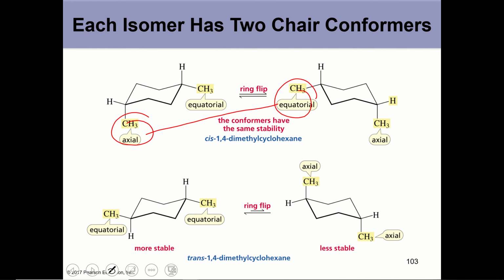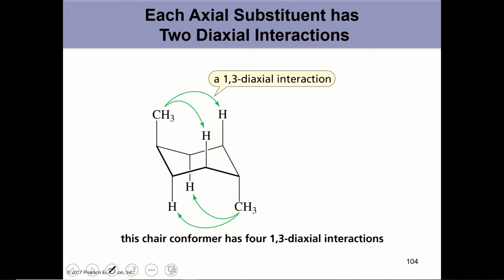For the structures at the top, this is 1,4-dimethylcyclohexane, the energy of the two conformers is equal because in one conformer we have one axial and one equatorial, and in the second conformer we have one axial and one equatorial. That's equal. But in the trans 1,4-dimethylcyclohexane, we go from having two equatorial substituents to two axial substituents. And because equatorial is always more stable than axial, the reduction in the number of equatorial substituents results in a less stable ring. Each axial substituent for a disubstituted ring has two diaxial interactions. And so as the number of axial substituents increases, the steric strain increases.